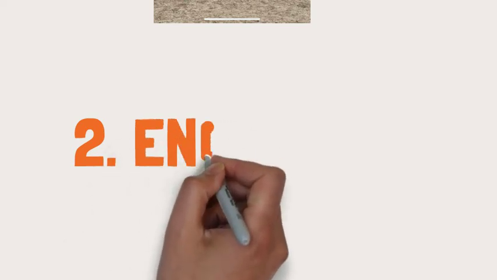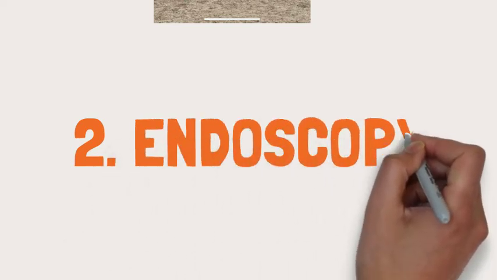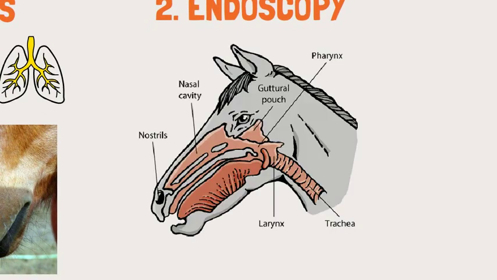Now, the endoscopy. The flexible fiber optic endoscope is used for visual examination of the upper respiratory tract. These instruments provide the vet with a clear, bright image of the tissues from the nostril all the way to the point where the trachea divides into the two main bronchi. The nasal passages, nasopharynx, soft palate, guttural pouches, larynx, and trachea can be inspected. It is a valuable tool in the diagnosis and management of equine respiratory disease.